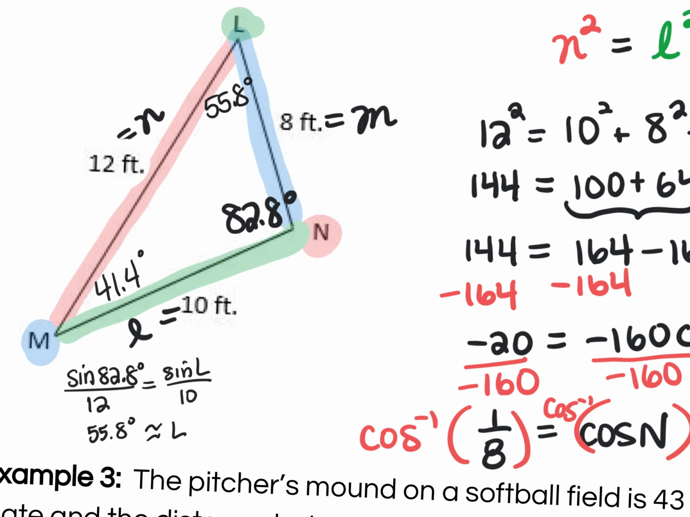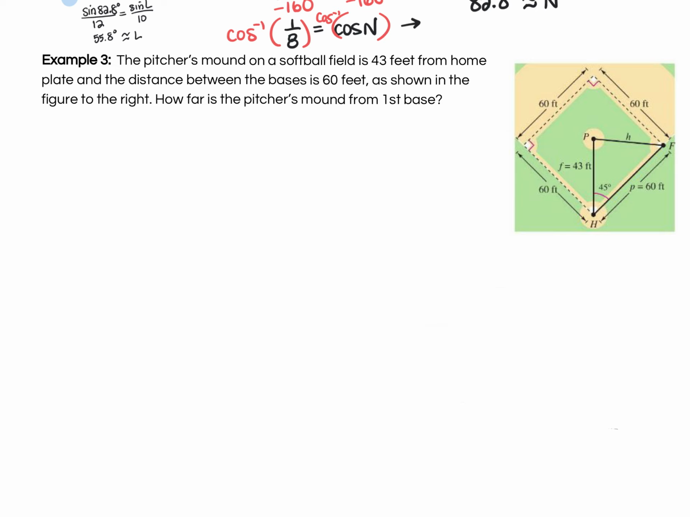All right, let's just do one that has to do with something that maybe a lot of you are familiar with, which is a baseball field. So a pitcher's mound on a softball field, and actually I'm talking about a softball field, sorry, is 43 feet from home plate, and the distance between the bases is 60 feet. It's still a little bit different than a baseball diamond. We have a figure to the right that illustrates this situation. What we want to find out is how far is the pitcher's mound from first base. So we're looking for this H value right here.